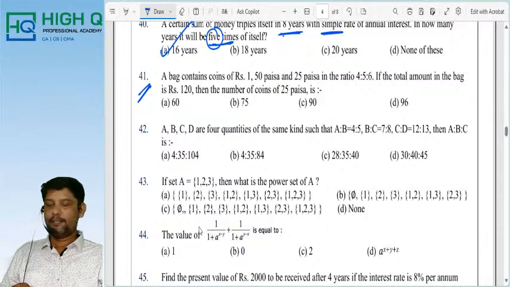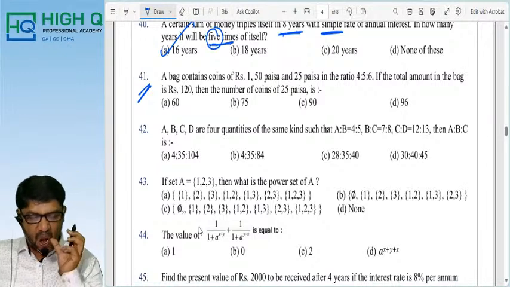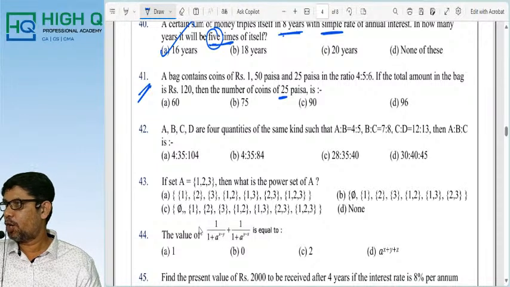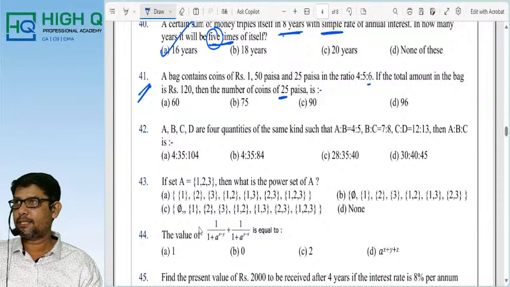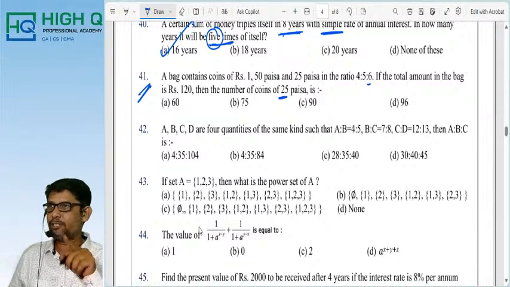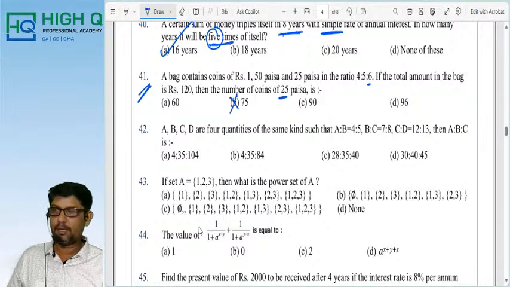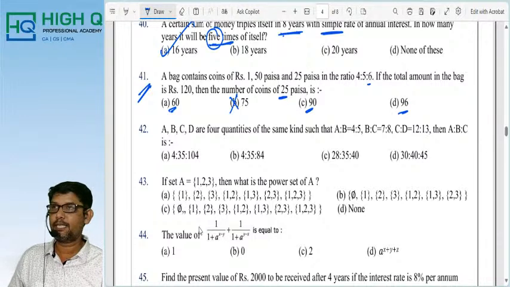Huh? 90. Listen here. They ask you to find out the 25 paise coins. Let us eliminate the wrong options. First, what is the last number? 6. So therefore my answer should be divisible by 6. That is a simple logic I am going to follow. So 75 not possible. Am I right? 60 possible, 90 possible, 96 possible.